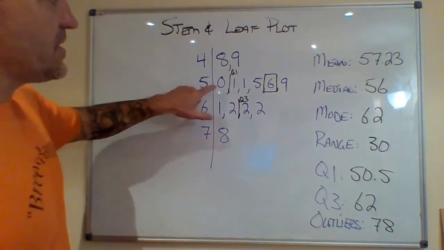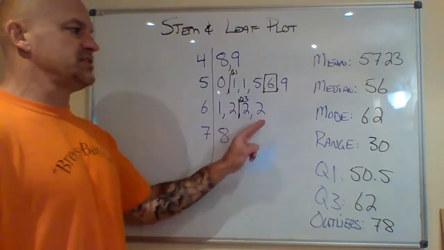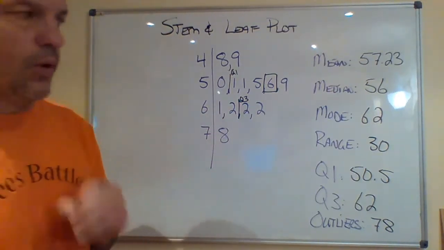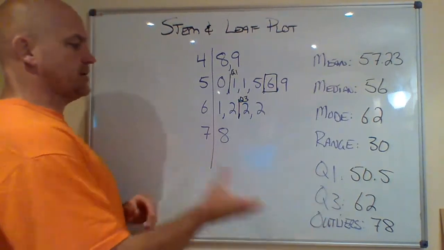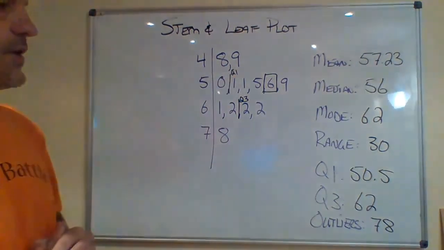Mode. Now, 51 repeats. There are two 51s, but then there are three 62s. So 62 is a mode, 51 is not. Remember, it's the one that repeats the most. Range, 78 is your highest, 48 is your lowest. Subtract those out, you get 30.